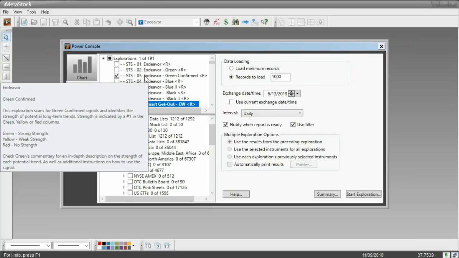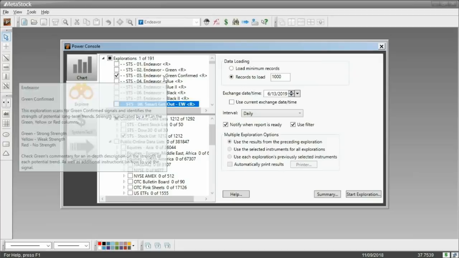So if you run this report, which we call green confirmed, this exploration scans for green confirmed signals and identifies the strength of the potential long-term trends. Inside here then, strength is indicated by a number one in the green, yellow, or red columns. So let's check that out.